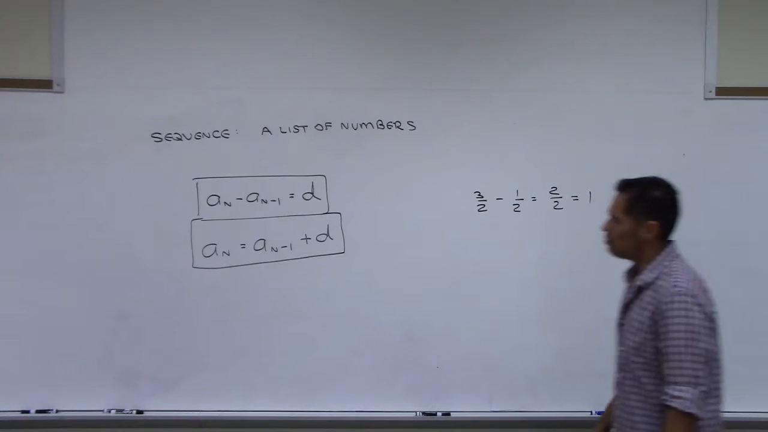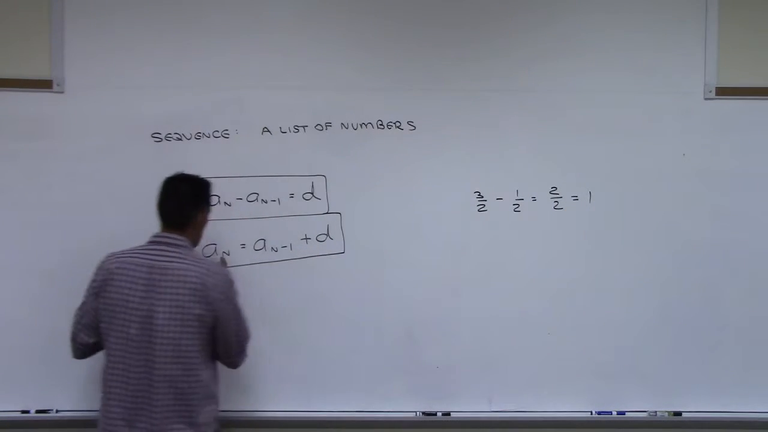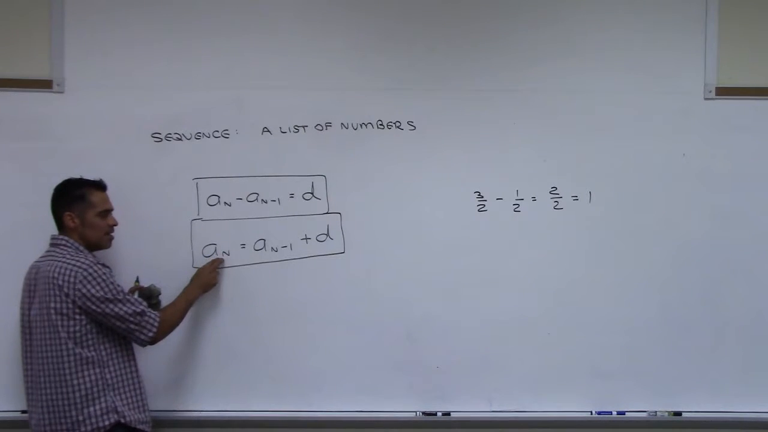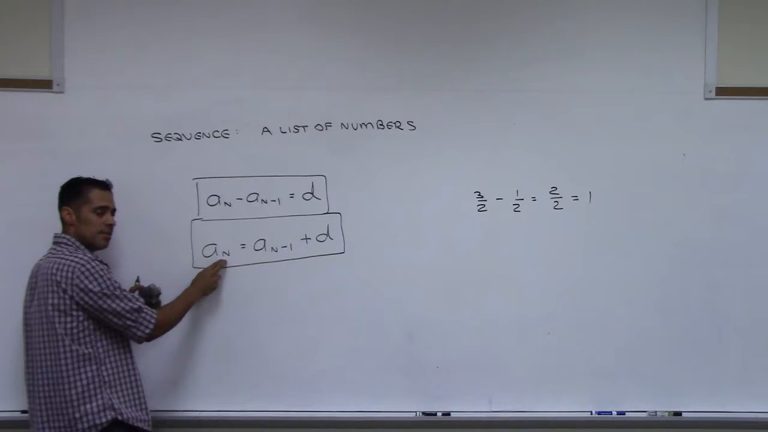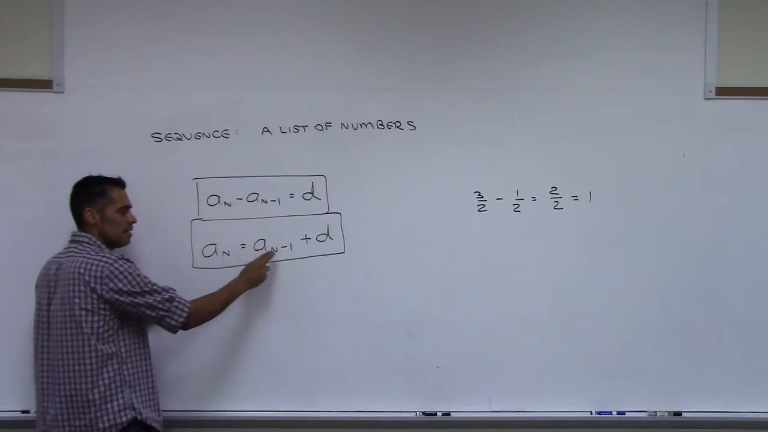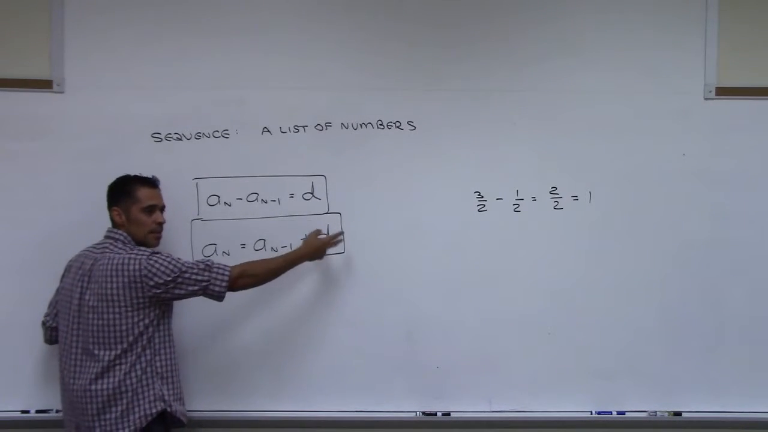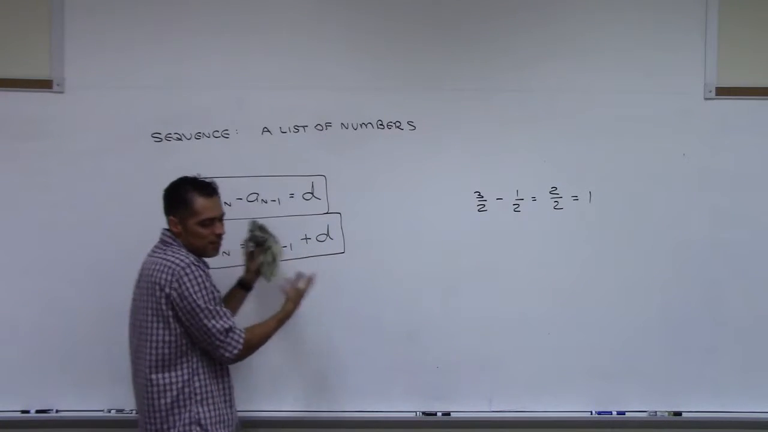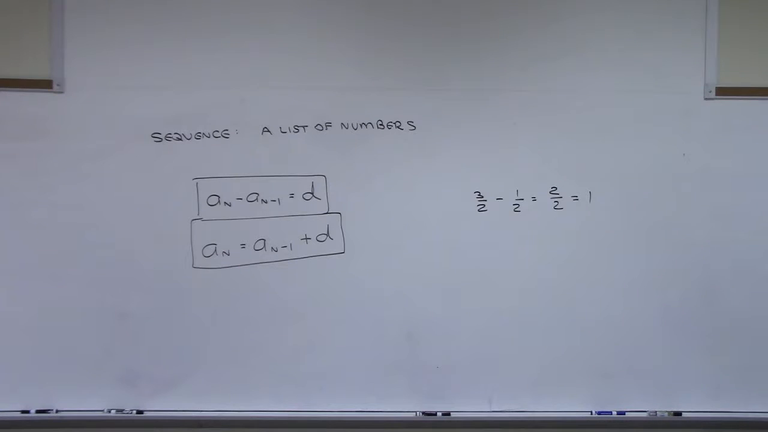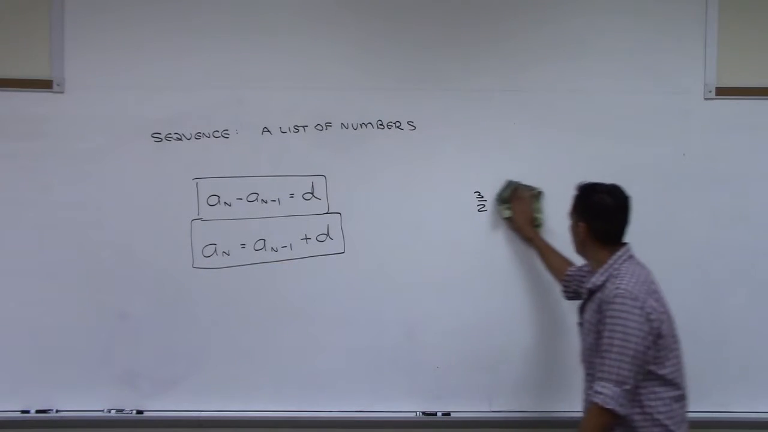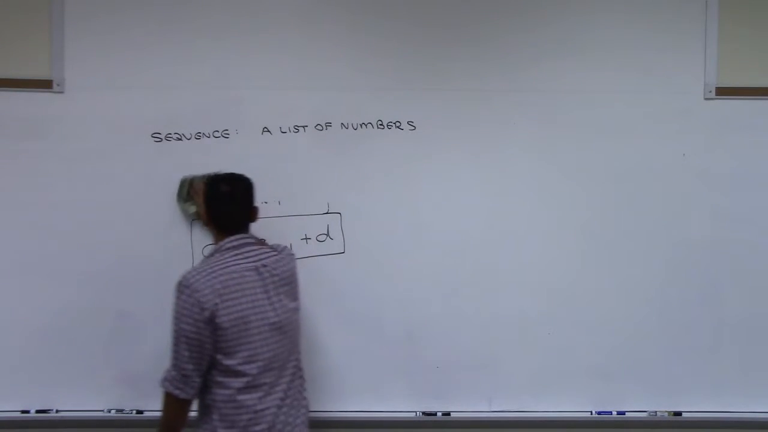But what's cool about this one is that if you want to know the value of, let's say, the 7th term of the sequence, you just need to take the 6th one and add the common difference to it. So just a different way of doing the same thing, I guess. All right, arithmetic. That's what they look like. Now let's talk about geometric.